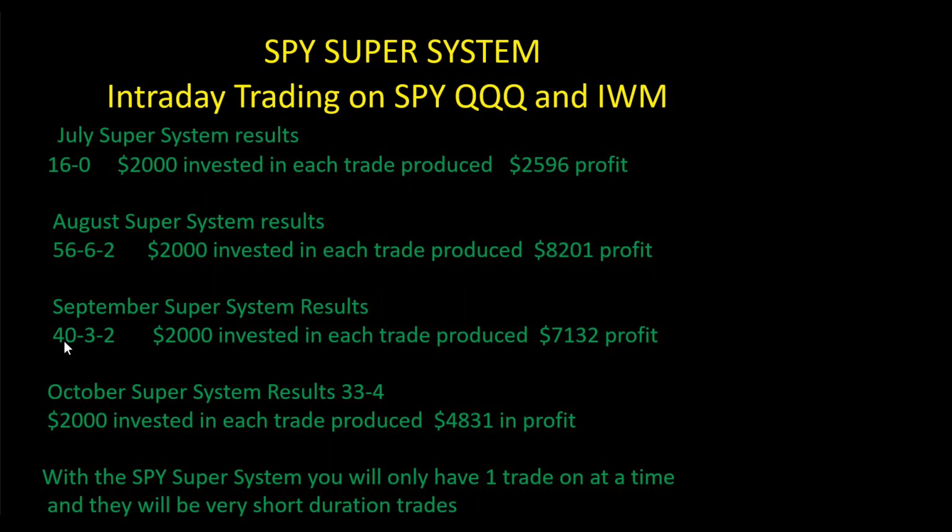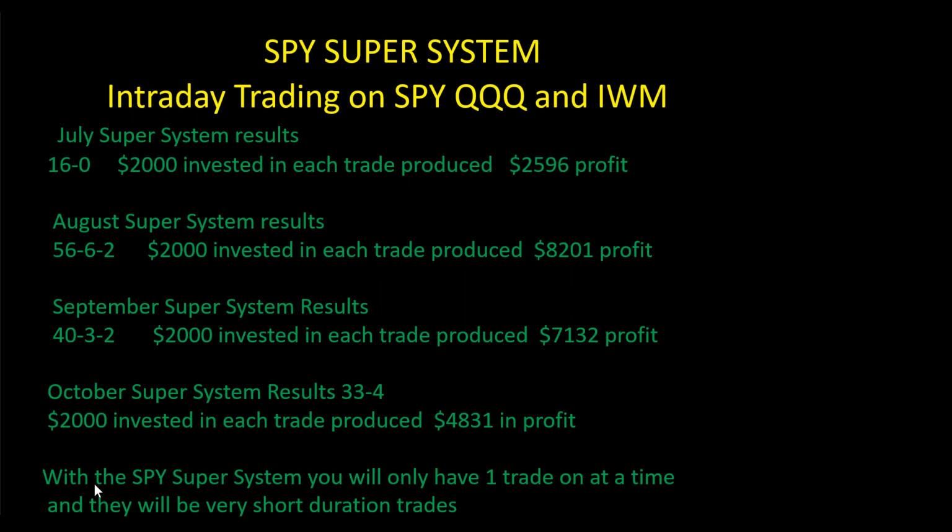September, 40 wins, 3 losses. So you can see there's a lot of trades, because some days we might take 5 trades. September produced 71.32. October, 33 and 4. So again, you've got to be comfortable with day trading with these. 2,000 invested in each trade in October produced 48.31.